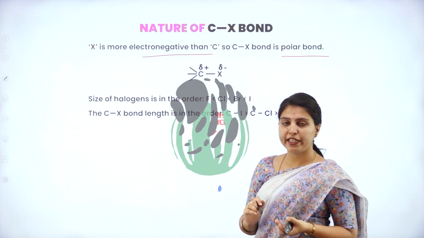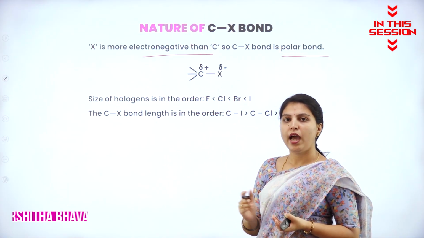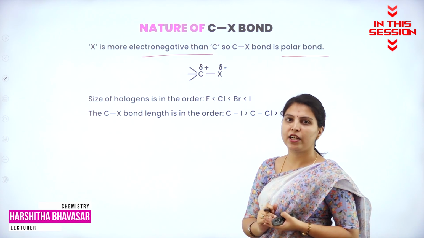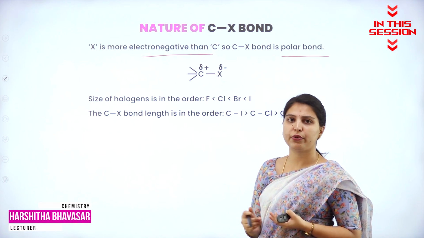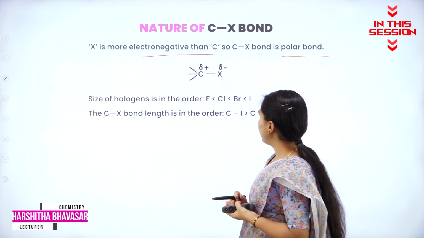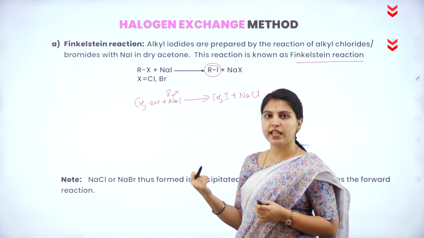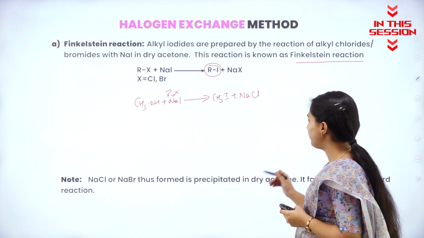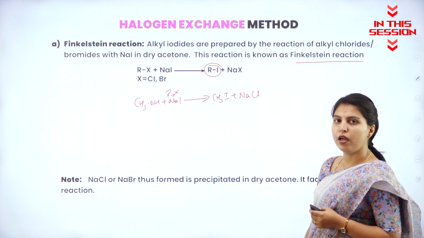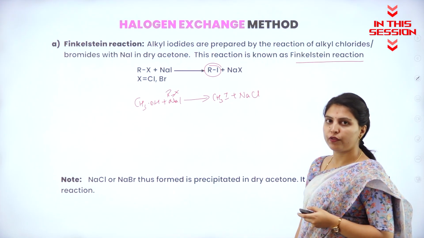Carbon is also electronegative, but compared to halogens, carbon is less electronegative because halogens are more electronegative in the periodic table. Whatever NaCl or NaBr is used here will be precipitated in dry acetone, and it can be a forward reaction.